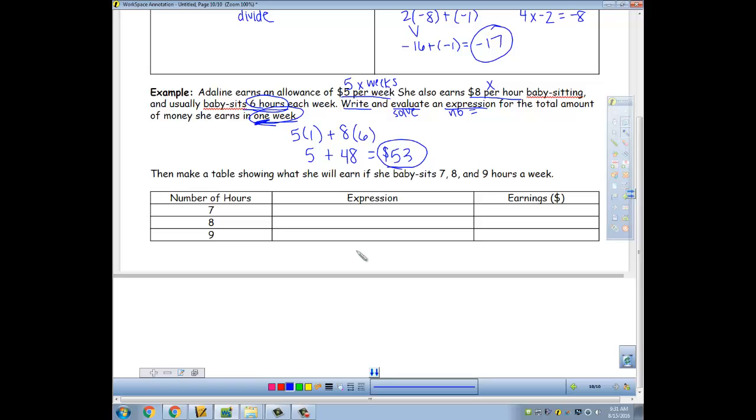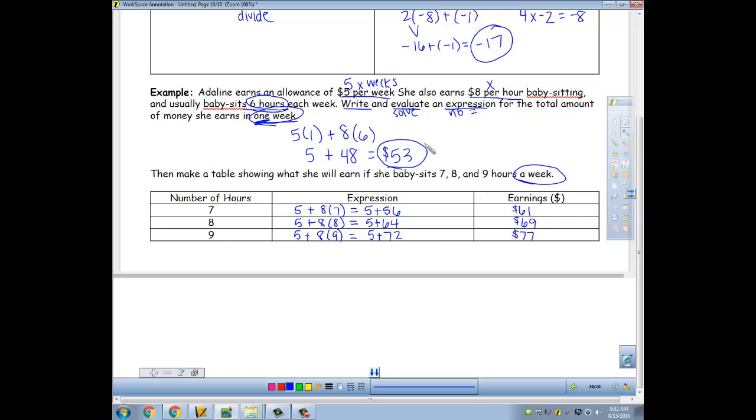Now they want me to make a table saying, okay, what if instead of babysitting for 6 hours, she did 7, 8, or 9? So we're going to start off with an expression, and it still says just 1 week. So we have 5 plus, now it's 8 times 7 instead of 8 times 6, which is 5 plus 56, which is $61. For 8 hours, we're going to plug in 8 for our hours to get 5 plus 64, which is 69. And then last, plug in 9 for our number of hours to get 5 plus 72, which is 77.